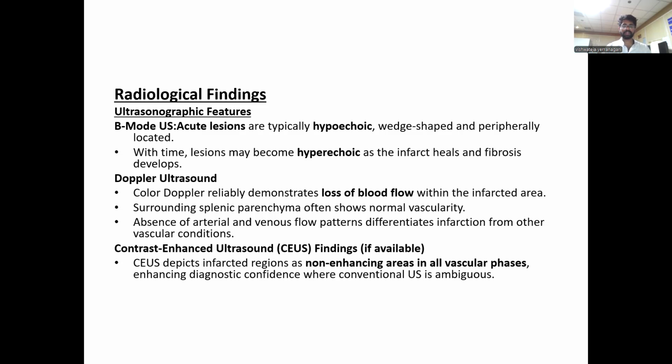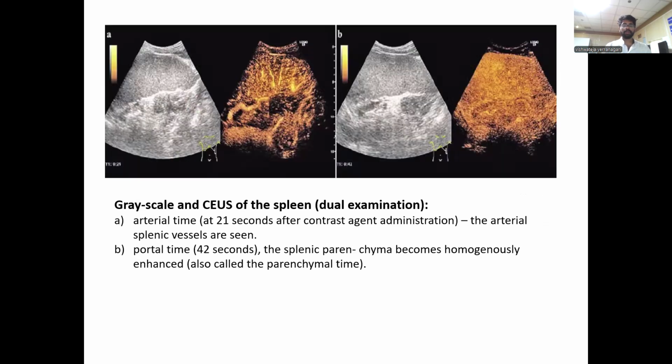Contrast-enhanced ultrasound findings. With contrast, we'll be seeing non-enhancing areas in all vascular phases, enhancing diagnostic confidence, whereas conventional ultrasound is ambiguous. In contrast-enhanced ultrasound, we'll be seeing the dual examination. In normal cases, after giving the contrast, we'll see the arterial time at 21 seconds, with the arterial splenic vessels seen, and at 42 seconds the portal time, with the splenic parenchyma becoming homogeneously enhanced, also called parenchymal time.